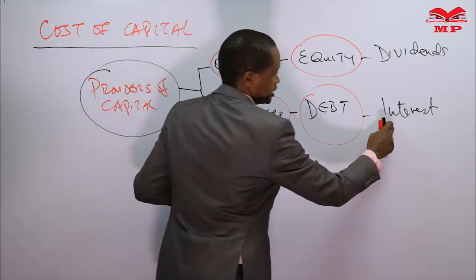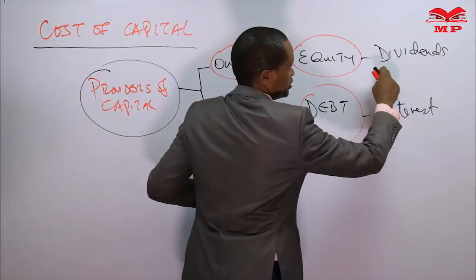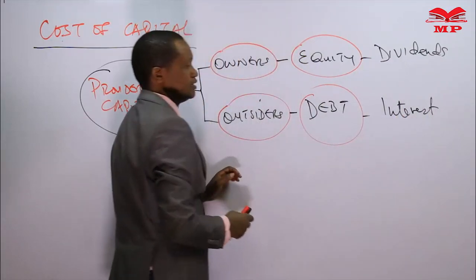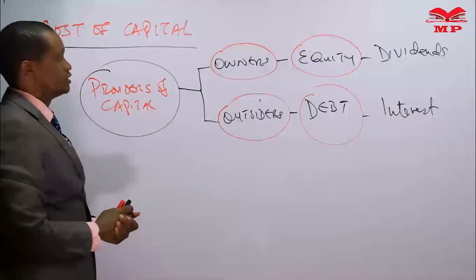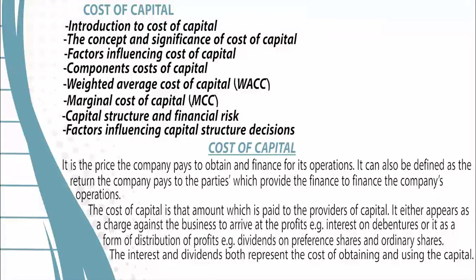This is a charge against the income. This one is treated as distribution. Okay, distribution of profit. So that is the cost of capital. The cost of capital.